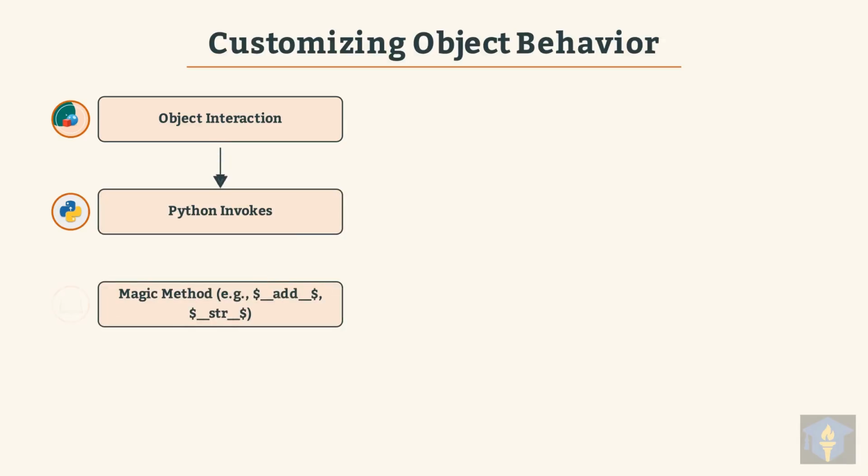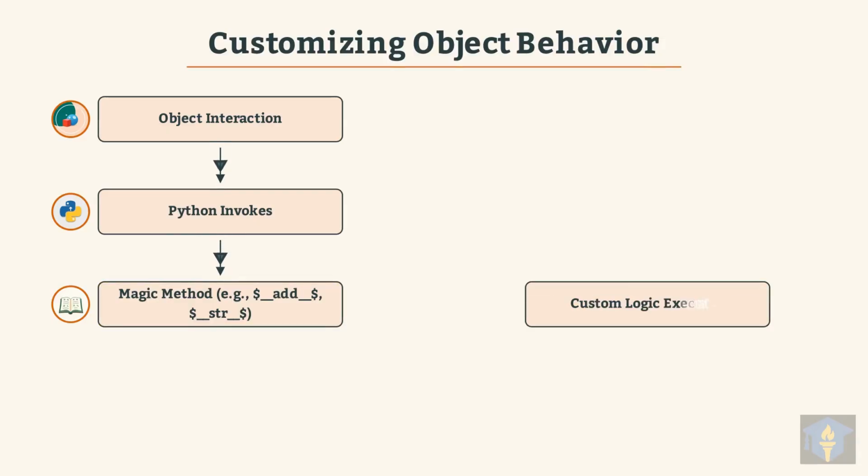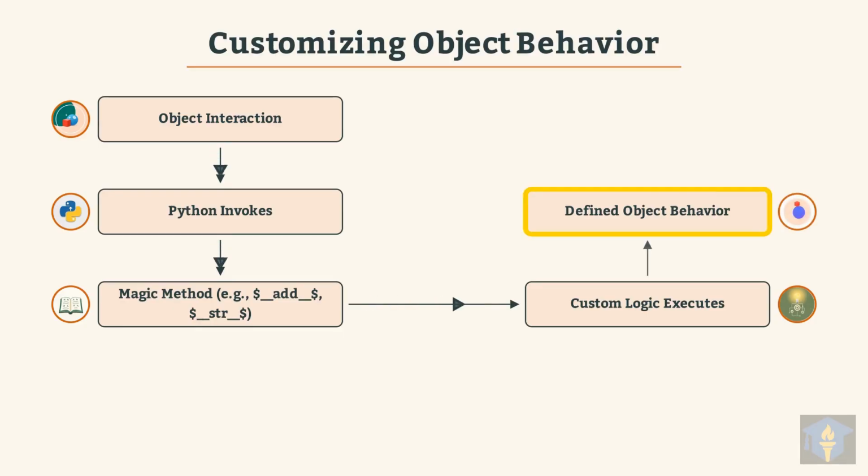These are known as magic methods or dunder methods, like __add__ for addition or __str__ for string representation. By defining these magic methods in your class, your custom logic then executes when Python invokes them. This allows you to precisely define how your objects behave for common operations, making them more intuitive.